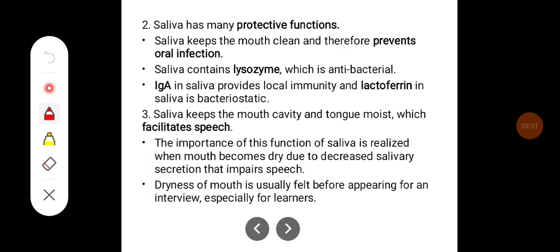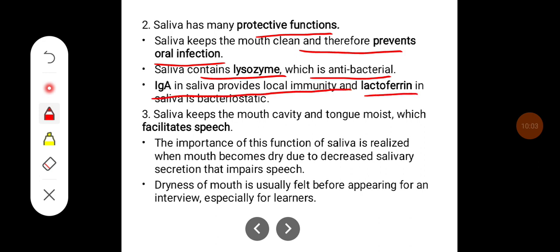The saliva has many protective functions. Saliva keeps the mouth clean and therefore prevents oral infection. Saliva contains lysozyme, which is antibacterial. IgA in saliva provides local immunity, and lactoferrin in saliva is bacteriostatic.